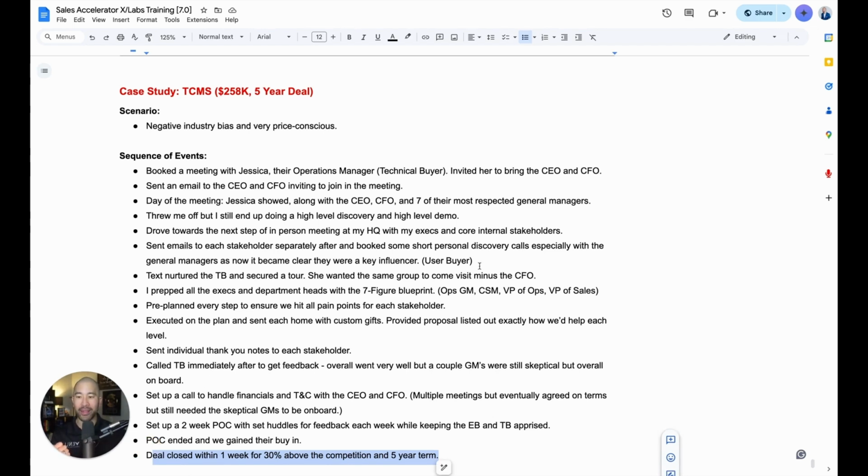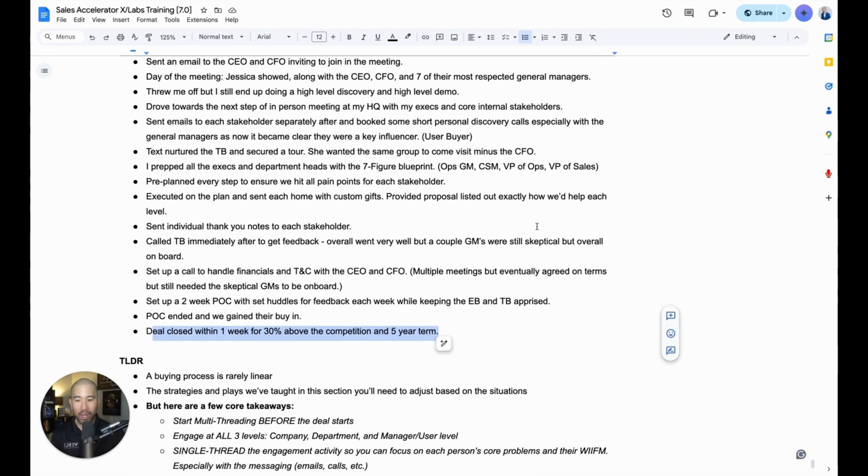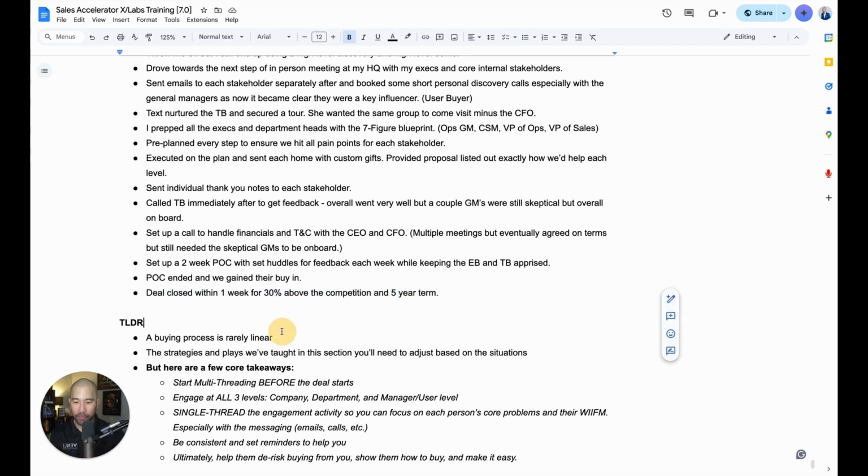Honestly, I listed it out more linear, but it was literally just all over the place, if you will. Right, that's how it felt. But I share this with you for a few key points. A buying process is rarely linear, and in this whole section we've talked about different strategies and plays on what you can do, but you'll have to adjust based on the situation that you're running into.